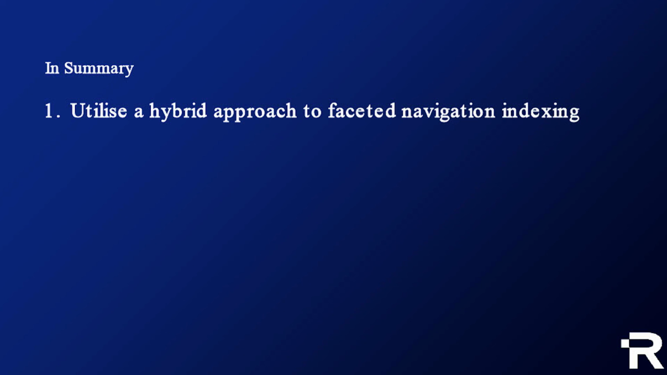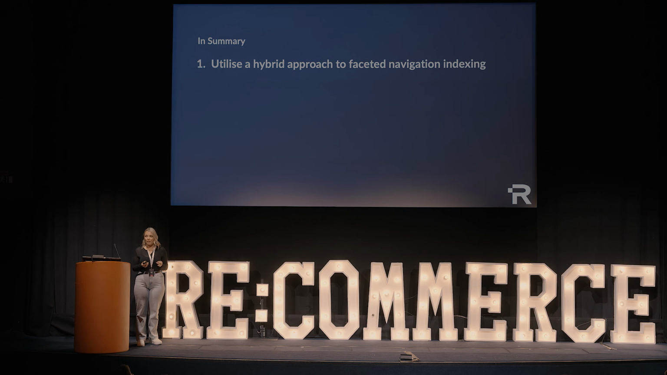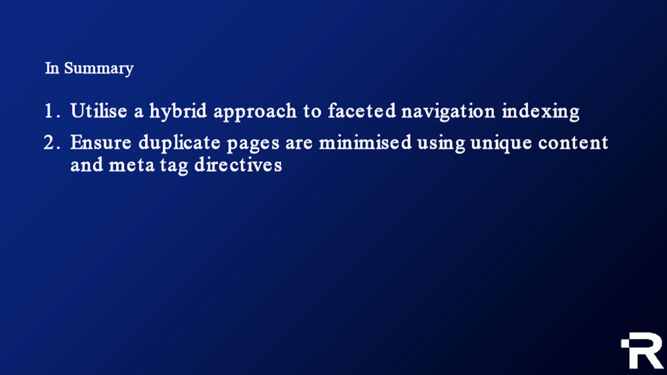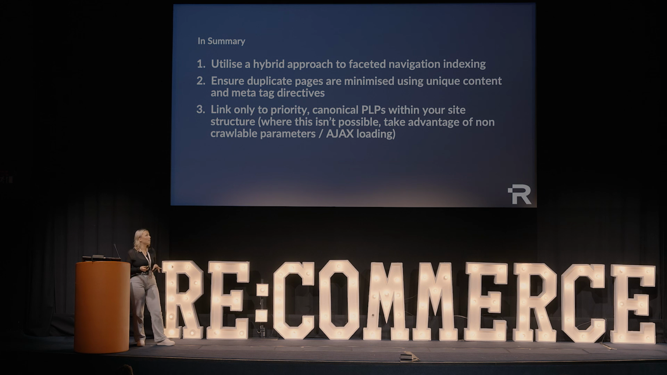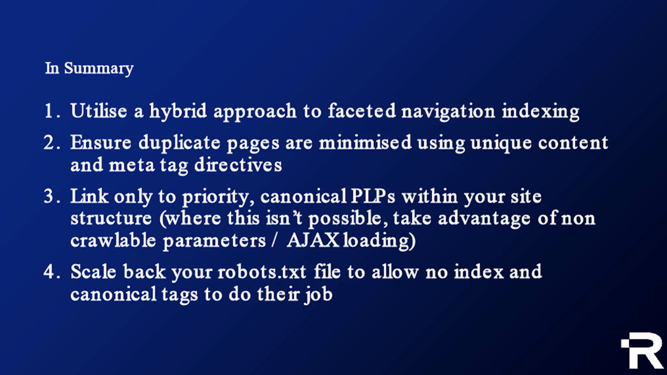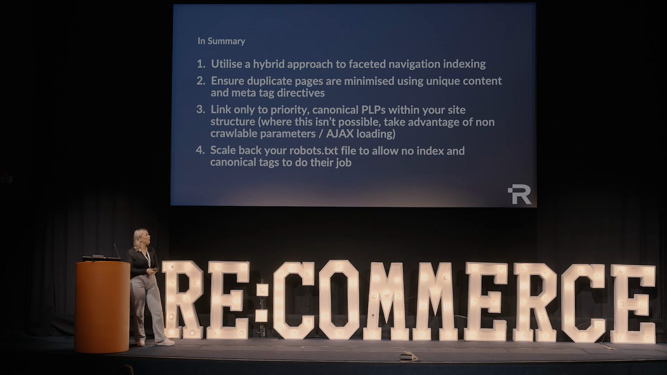So just to summarize, utilize a hybrid approach to faceted navigation indexing. Don't zero index, don't over index, do a little bit of both, take advantage of some rules there. Ensure that your duplicate pages are minimized using unique content where you can, and meta tag directives. Link only to the priority canonical PLPs within your website structure. If you can't do that, then definitely take advantage of non-crawlable parameters like hash symbols or AJAX loading to serve your URLs. And scale back your robots file and allow your noindex tags and your canonical tags to do what they're meant to and do their job. Hopefully you should see some improvements in the SERPs.